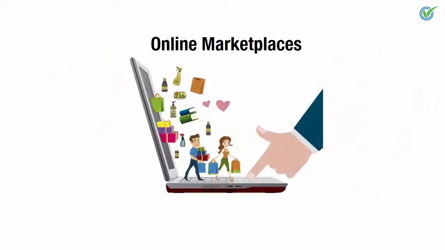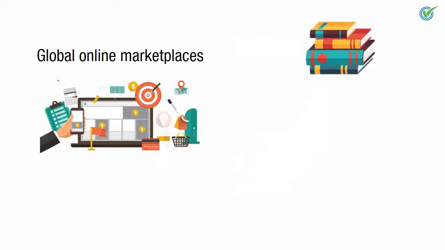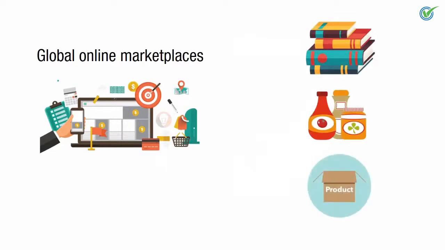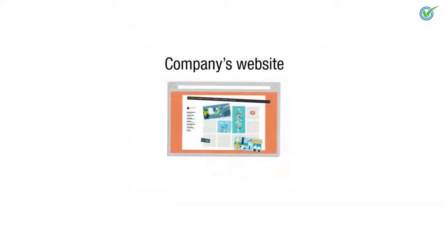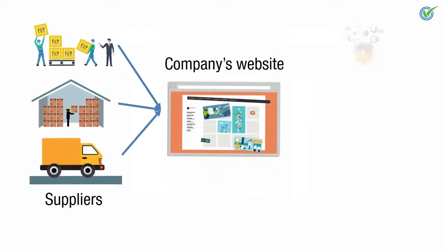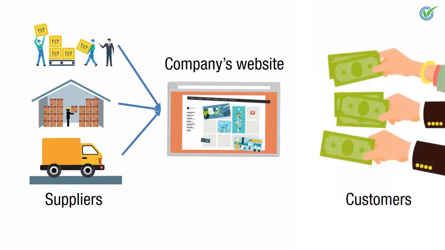Online marketplaces. Several e-commerce companies have created global online marketplaces for selling books, consumer goods, and other products. In such business models, customer acquisition is usually initiated through the company's website. The company coordinates with its multiple suppliers to source products, samples, demos, and product reviews are provided on the website. Customers make their purchases online, and items are shipped directly to the customers.